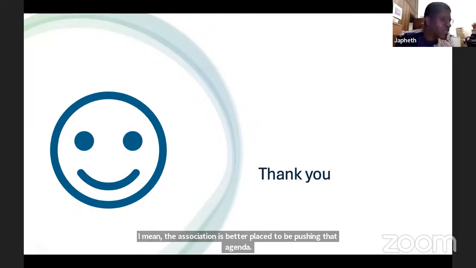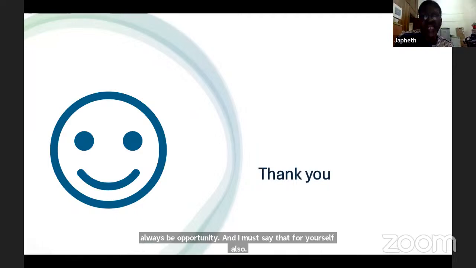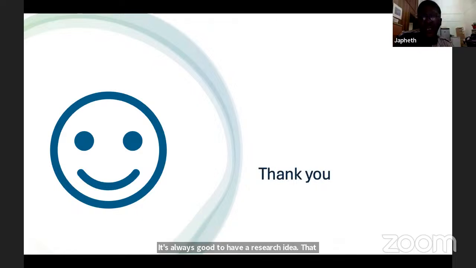Coming to the research grants and the rest, there would always be opportunity. And I must say that for yourself also, it's always good to have a research idea that you gradually develop. When they make research calls and the rest, and it is fitting into what you have, you can always refine what you have and push it. And at this point, I'm also offering myself, wherever possible, to guide some of you to be able to secure grants here and there. Thank you. Over.